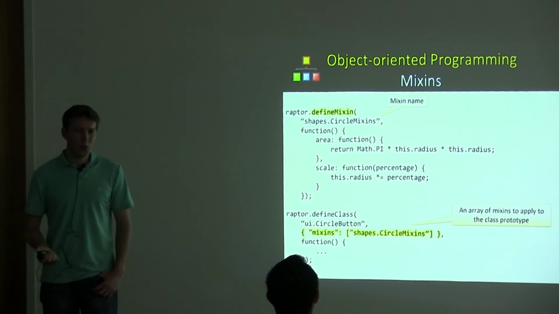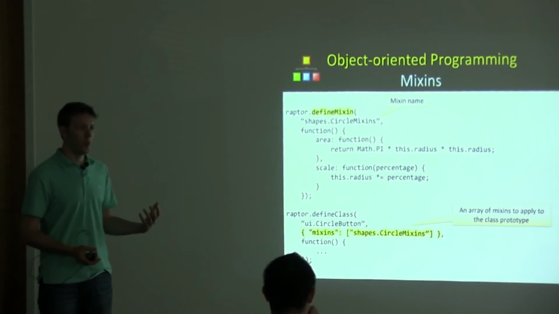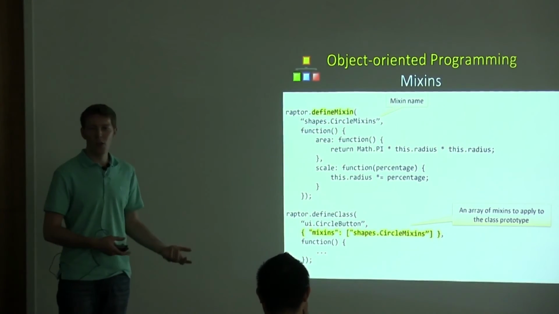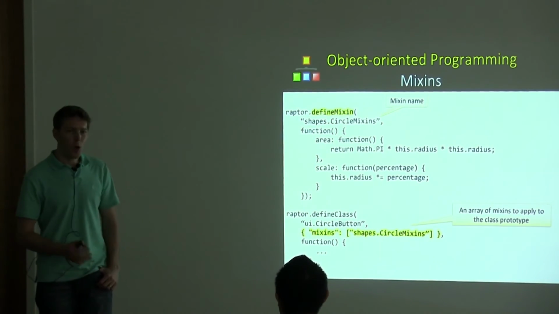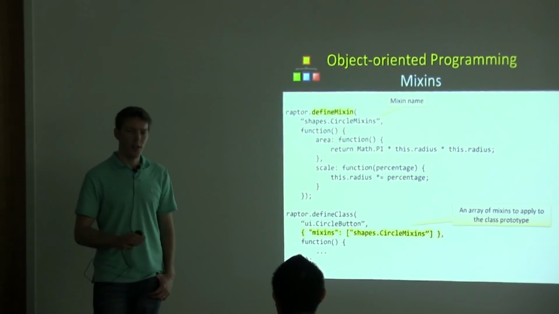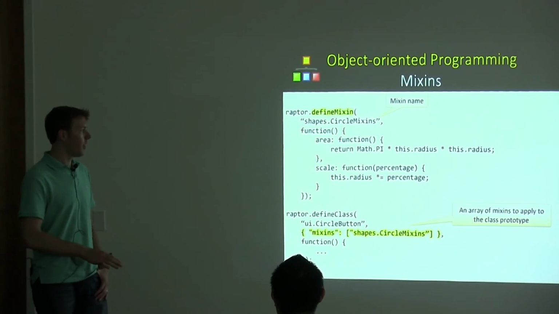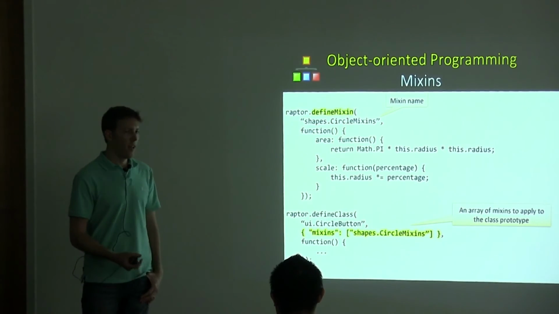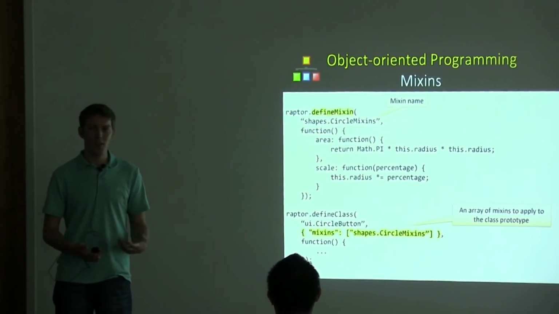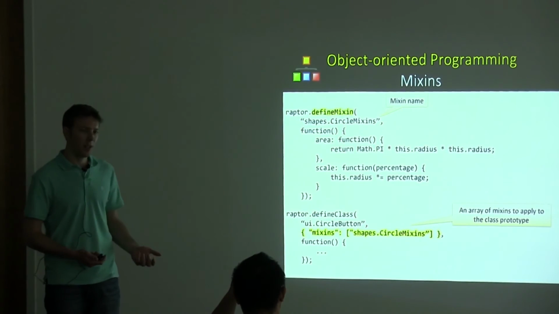So mixins are also supported, and mixins are very straightforward. Instead of using the method call, it's just raptor.define mixin, and you pass in the mixin name. For all of these things, we use a factory function, so we can lazily initialize everything and not have to worry about execution order. For a mixin, you just return an object, and that object becomes the mixin that can then be applied to other classes. So at the bottom, you see raptor.define class.